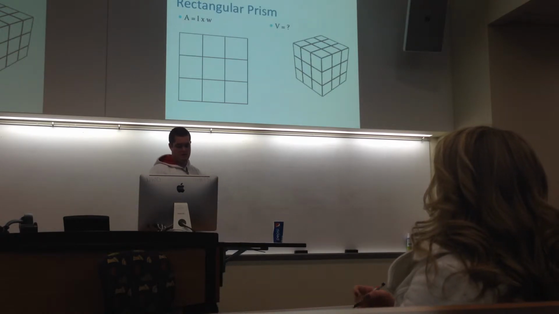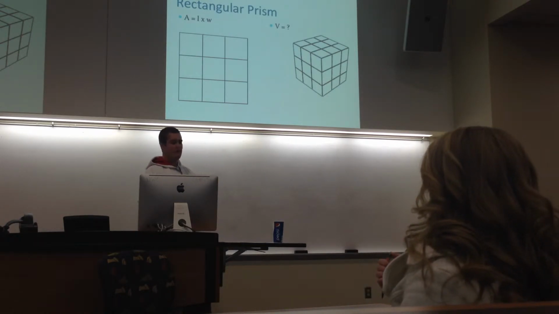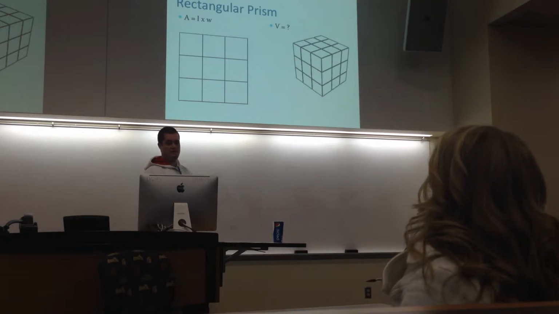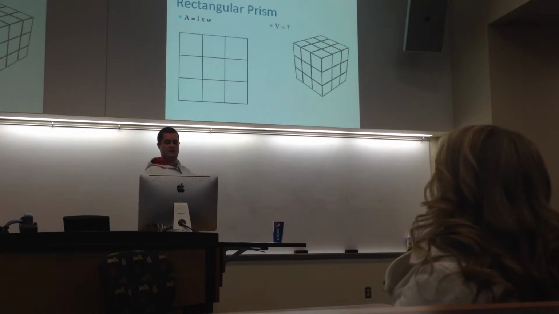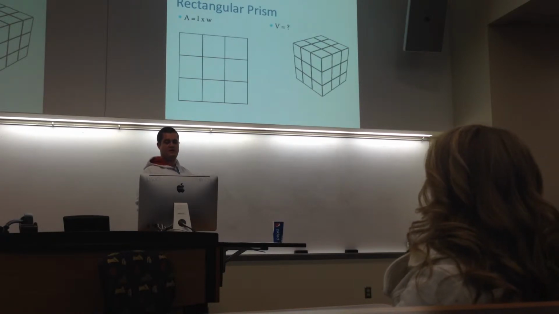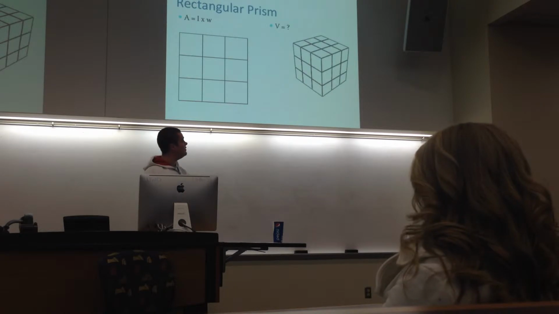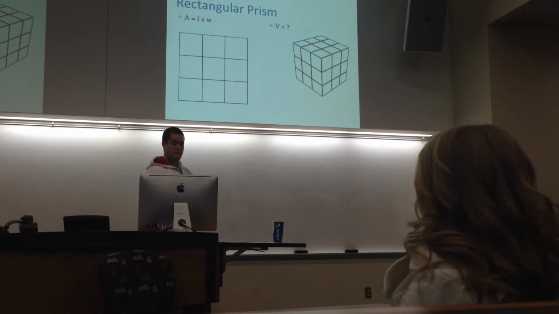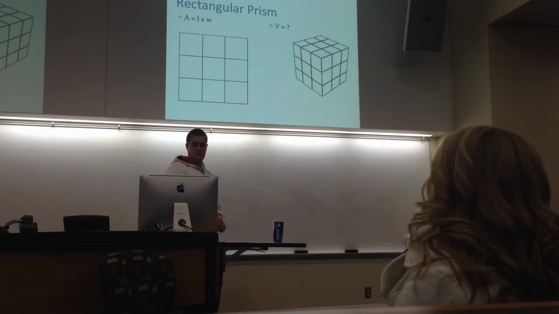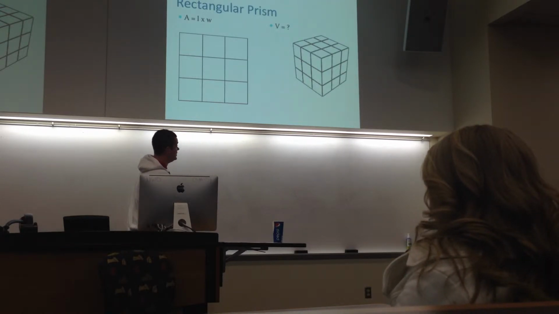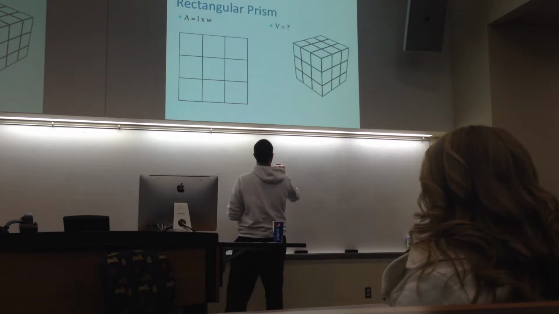So here we have a rectangular prism. And now we know on the left we have the base, which is length times width. So how would I find the volume of the object to the right? The area of the base times the height. Okay. I'm going to give you an example, and I'm going to have you solve this.